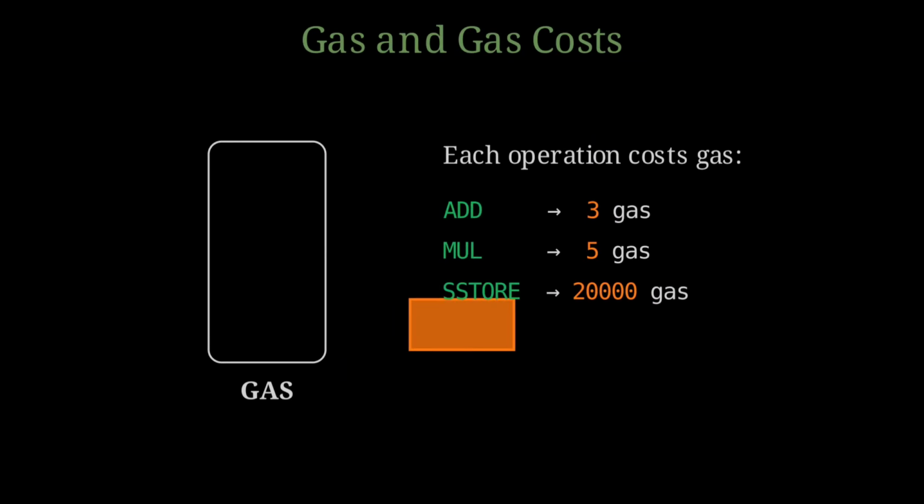So why does gas exist? Imagine if someone wrote a smart contract with an infinite loop. Without gas, it would run forever, bringing the entire network to a halt. Gas prevents this. You have to pay for the computational resources you use. If you run out of gas, the execution stops. This protects the network from abuse.